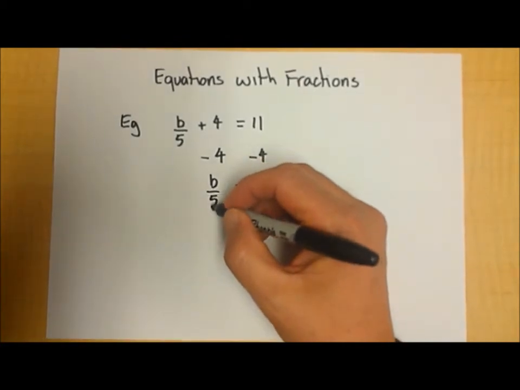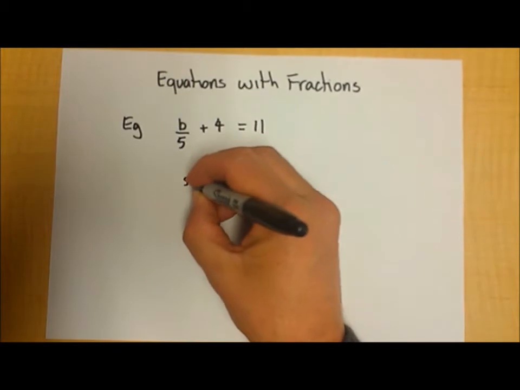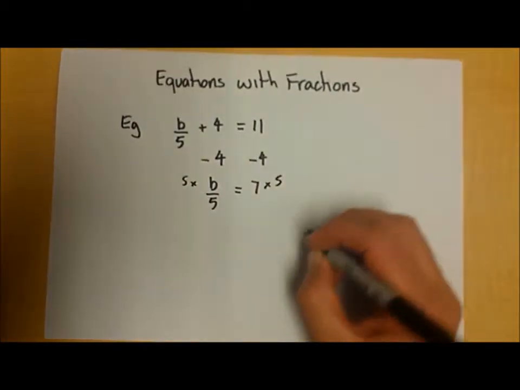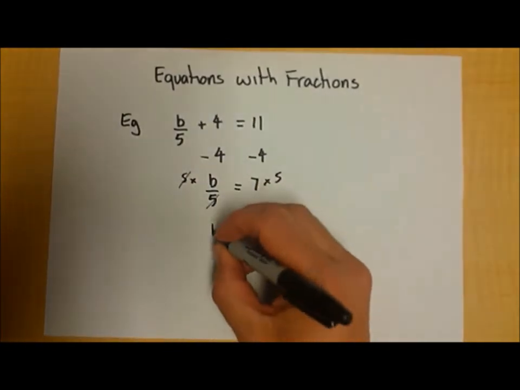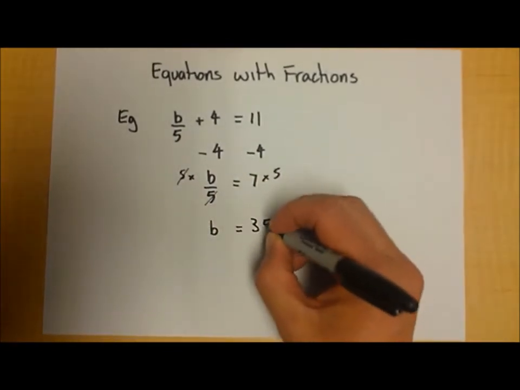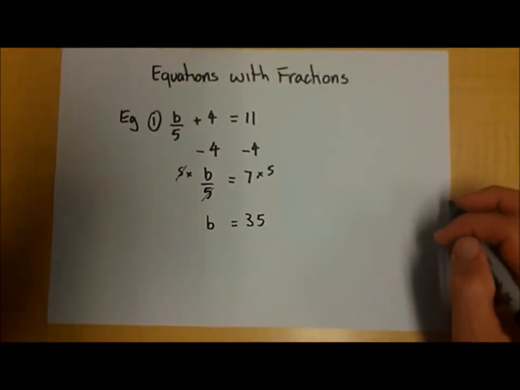Second step of the equation, inverse operation. b divided by 5. Inverse is to times by 5. So I'll go 5 times 5, both sides, keeping the balance. And end up with just b is equal to 35. So that's a nice easy one to start with.